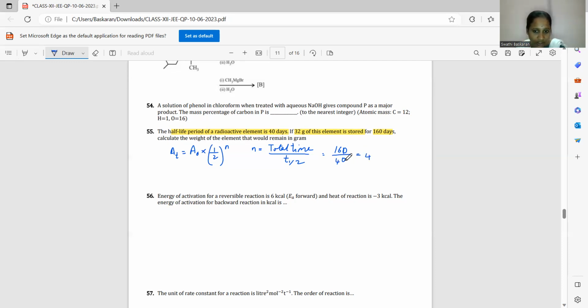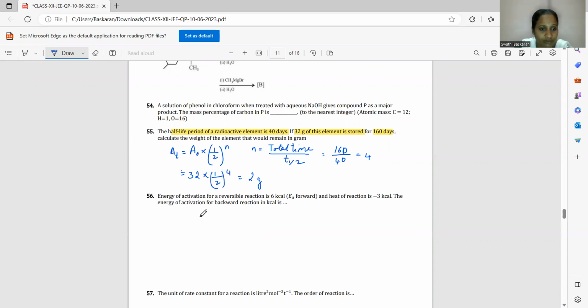Now substituting all the values of AT and A naught that have been given. A naught is 32 grams. So 32 grams into 1 by 2 raised to the power 4 is equal to 2 grams. So this is the answer for the 55th question.